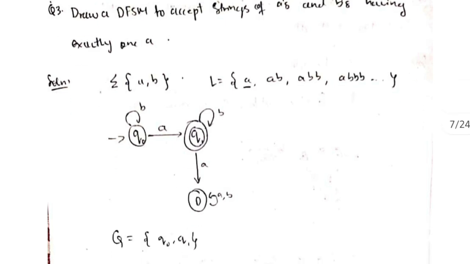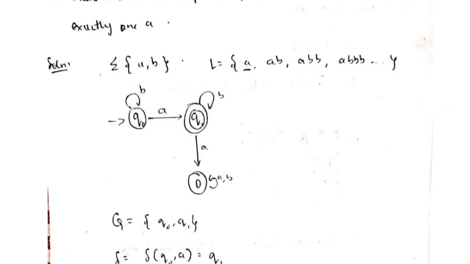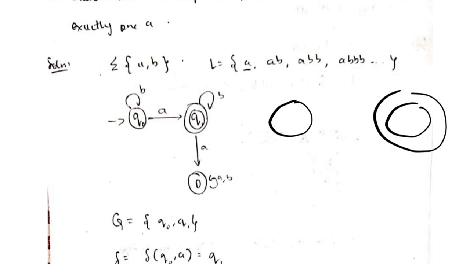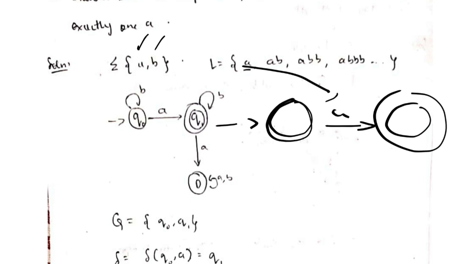So the least string is A only, which has only one alphabet. Therefore, we will have two states. The state 1 is q0 and the state 2 is q1. This is the starting state and this is the ending state, and here I will write A. After that we have two alphabets, so we will have to consider two alphabets for each state. From this state and from this state, what are the alphabets I have to consider?